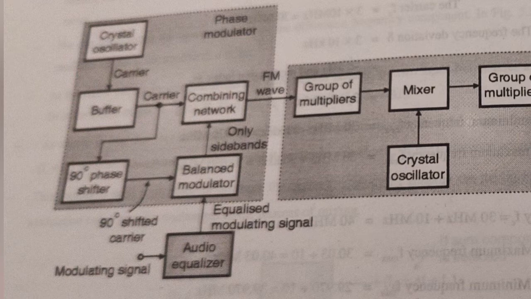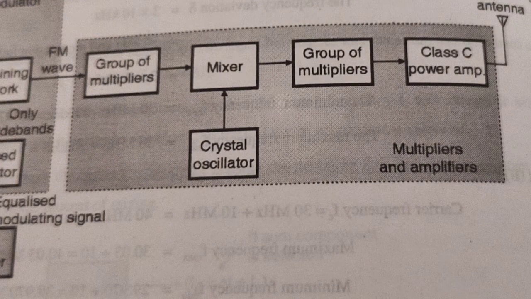The unmodulated carrier and the 90-degree shifted sidebands are added in the combining network. At the output of the combining network, we get the FM wave. This FM wave has low carrier frequency FC and a low value of the modulation index, that is MF. The carrier frequency and the modulation index are then raised by passing the FM wave through the first group of multipliers. That is, we are using doubler or tripler circuits to increase the frequency.